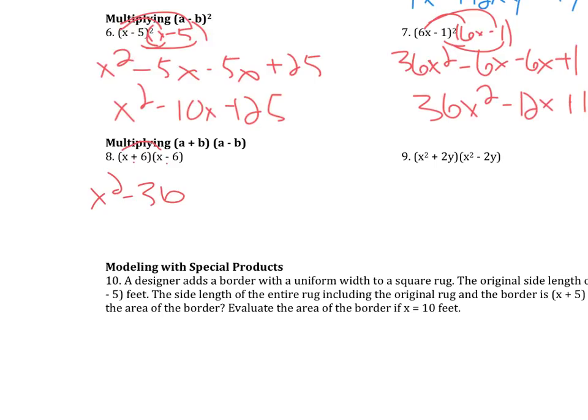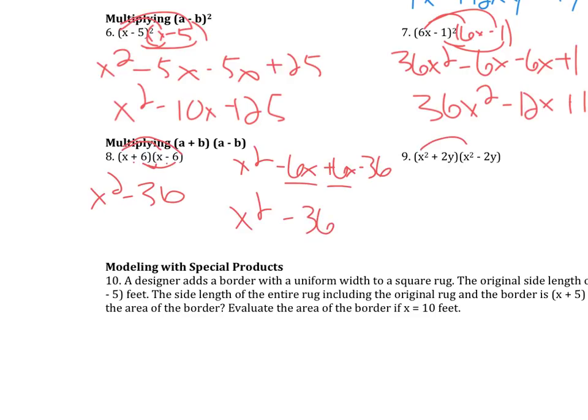Distribute like you did, and treat it like any problem you've always done. That gives us x squared, then negative 6x, then positive 6x, and then minus 36. When you combine like terms, you see that those cancel out, and you get that same answer.